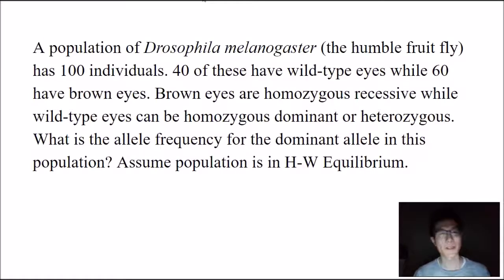Okay, so here's the next question. A population of Drosophila melanogaster, the humble fruit fly, has 100 individuals. 40 of these have wild-type eyes, while 60 have brown eyes. Brown eyes are homozygous recessive, while wild-type eyes can be homozygous dominant or heterozygous. What is the allele frequency for the dominant allele in this population? And then, of course, assume the population is in Hardy-Weinberg equilibrium.